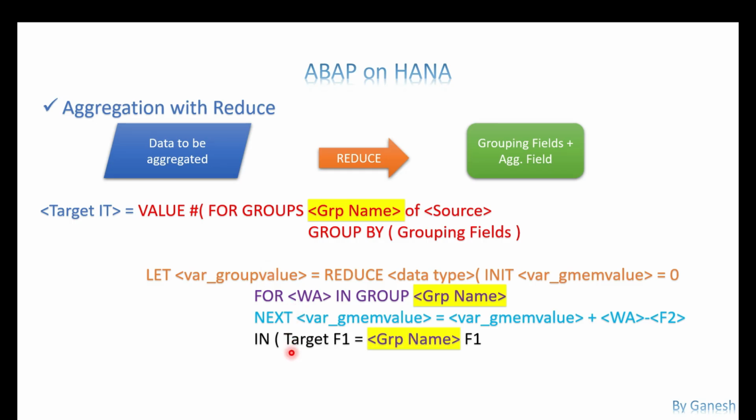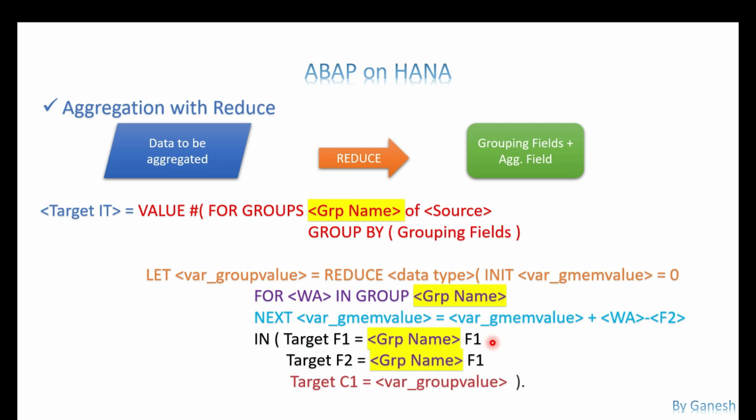And finally, what are the fields to be added here? What are the fields you want in the target internal table? That also needs to be listed here. Only the fields you want to add in the target internal table. So here are the fields for grouping, and these are the fields I finally want in my target internal table. That needs to be added within brackets. You have to mention the target field name: target internal table field name equal to group name hyphen field name. Okay, that needs to be added over here.